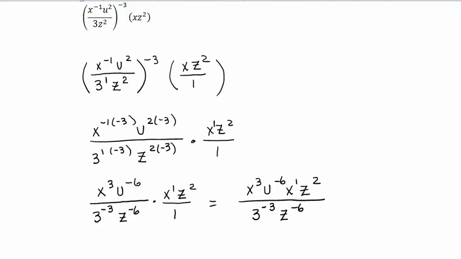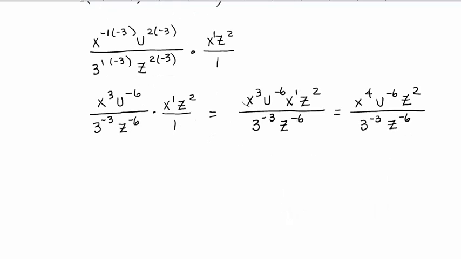And I look to see, is there anything I can combine? Let's see, I have an x to the third and x to the first, so I could just have x to the fourth up here, right? U to the negative 6th, z squared, all over 3 to the negative 3, z to the negative 6. Alright, so we're getting close.